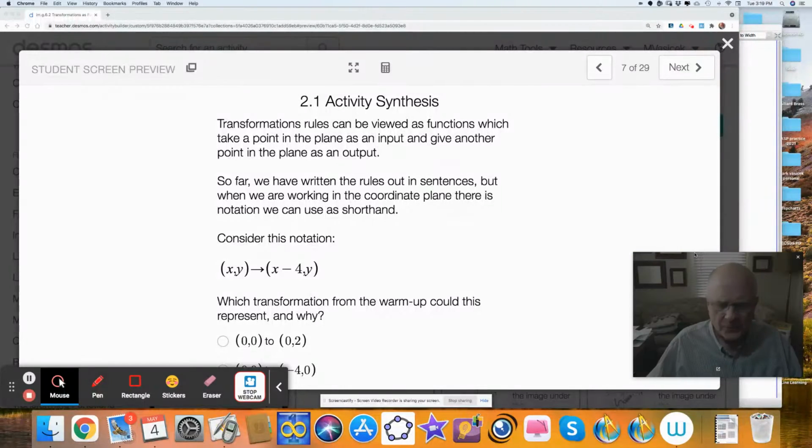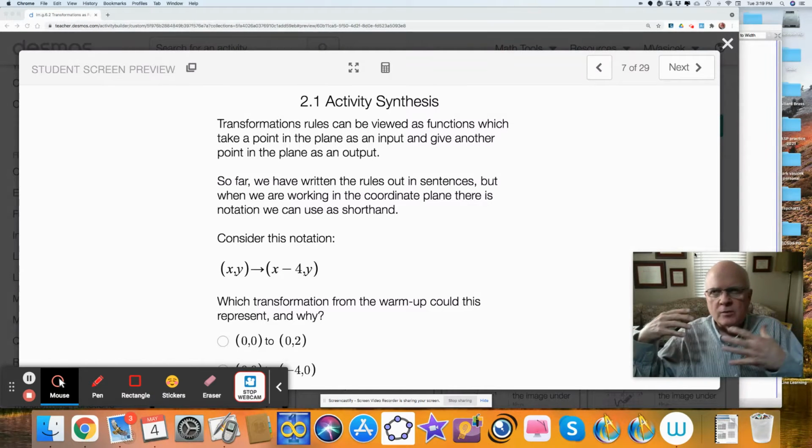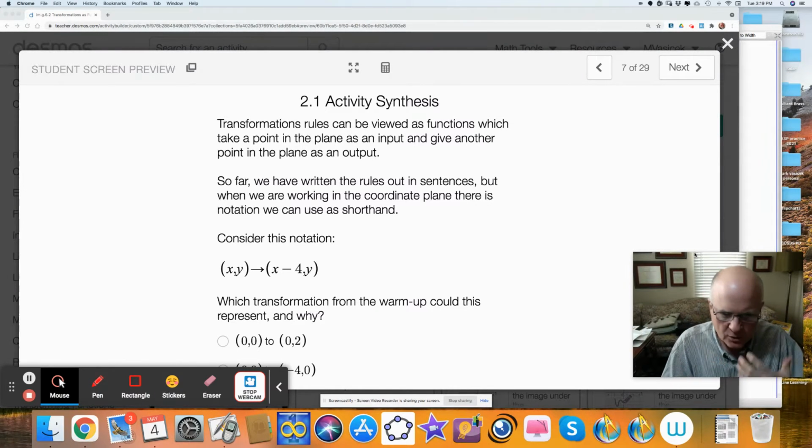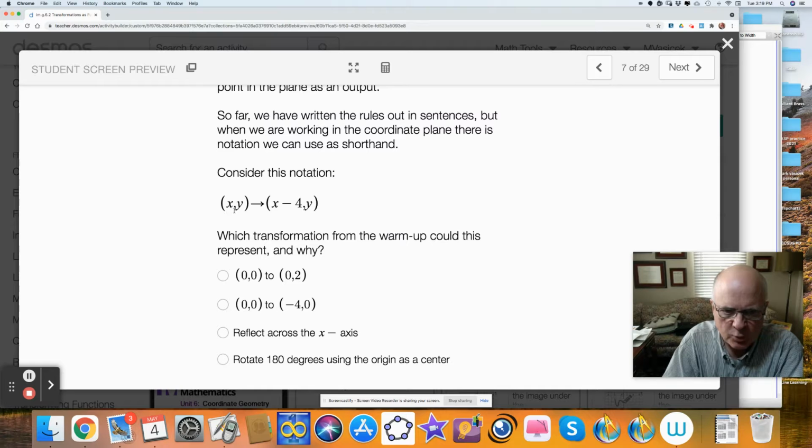Now let's see here. Transformation rules can be viewed as functions, which take a point in the plane to another point in the plane. And so far, we've written these out in sentences. I said, go from 0, 0 to negative 4, 0, or rotate it 180 degrees about the origin, or reflect it across the axis. But there's a way that we can do this with notation, and this is one of the notations I want you to consider. It says here, I start at (x, y). This is a point. And this arrow, we read as maps to.